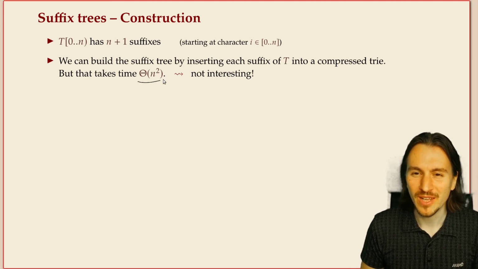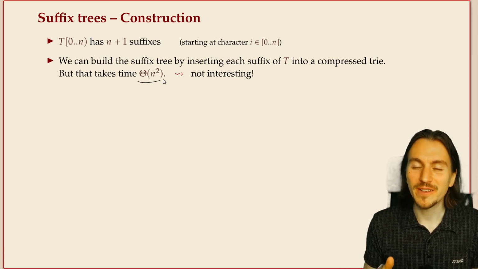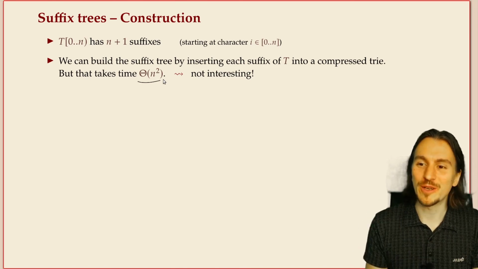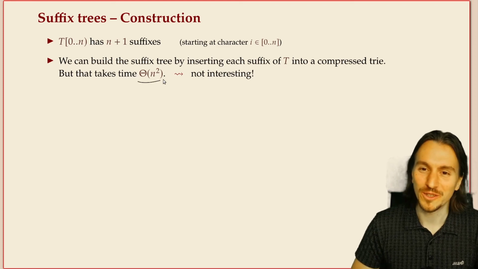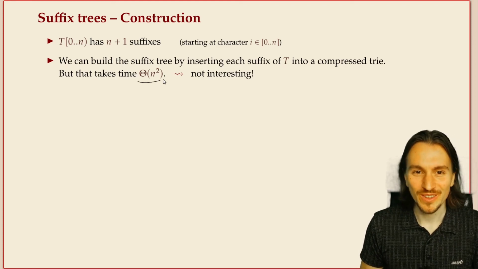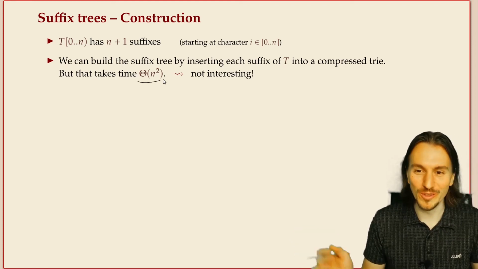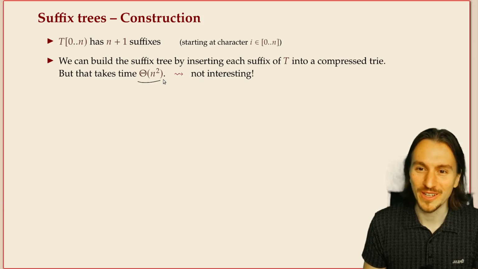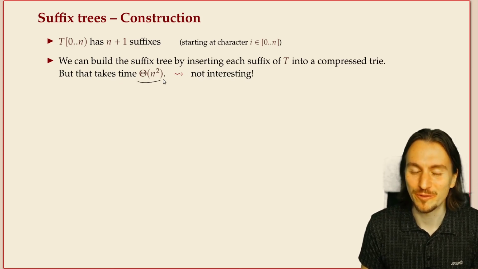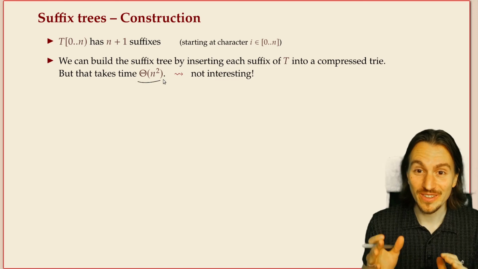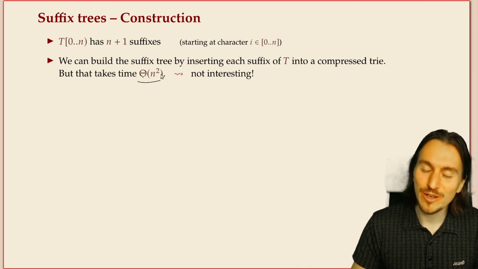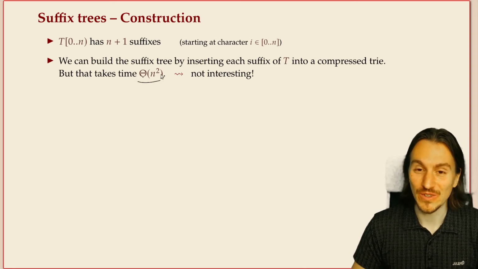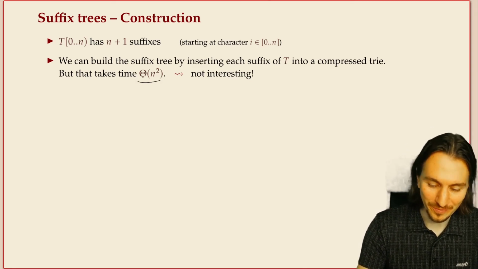In quadratic time, you can do a lot of string problems already. Some are not even obvious how to do in quadratic time, but many are. But this is not interesting. If your string is the whole human genome, you cannot afford quadratic time. It just won't finish. So the suffix tree by itself, the definition is very simple and not magic at all. But the straightforward way to construct it doesn't help. Then it's not really useful.